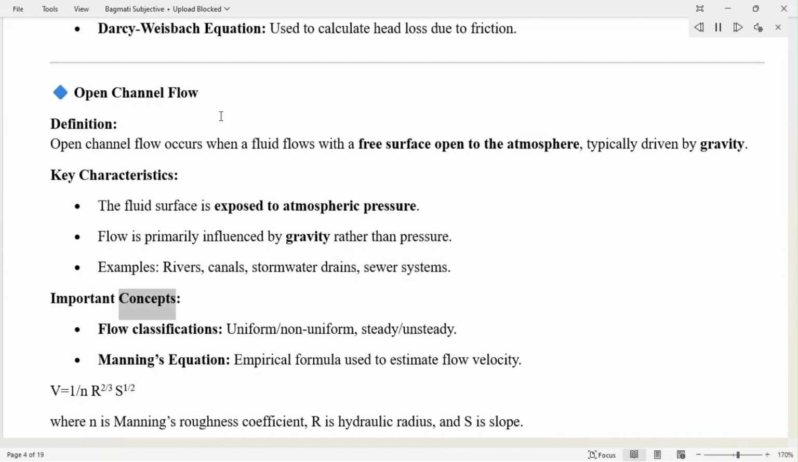Important concepts. Flow classifications: uniform/non-uniform, steady/unsteady. Manning's equation, an empirical formula used to estimate flow velocity: V = (1/n) R^(2/3) S^(1/2), where n is Manning's roughness coefficient, R is hydraulic radius, and S is slope.